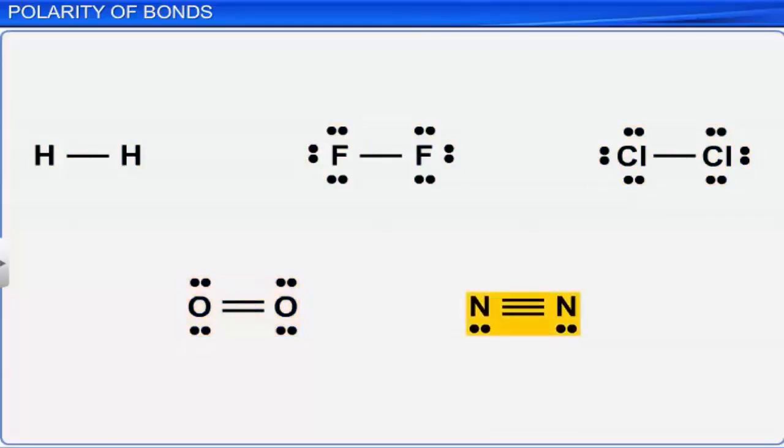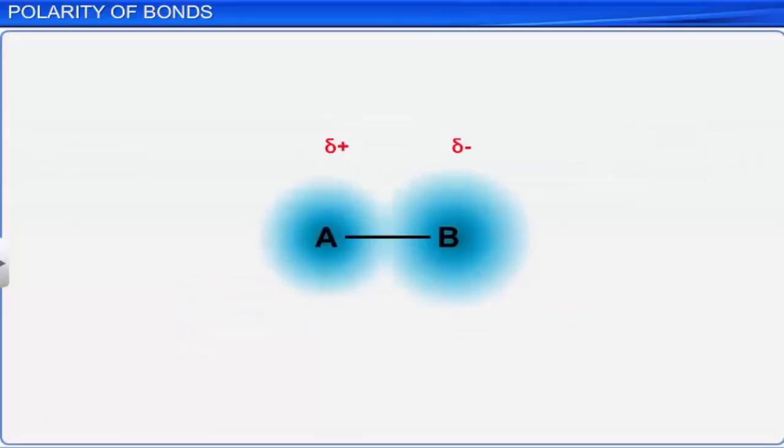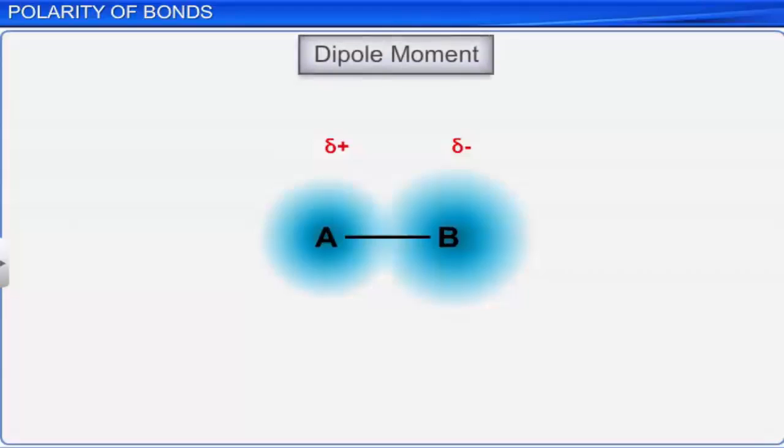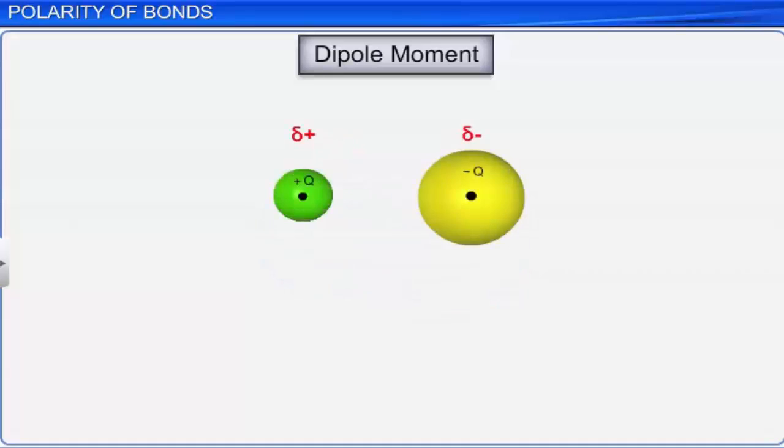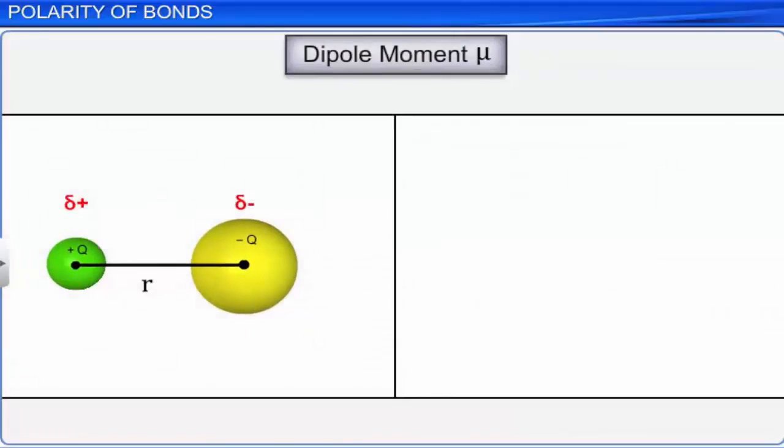Let us now move on to the concept of dipole moment. The polarity in a polar covalent molecule is expressed in terms of dipole moment. Dipole moment is defined as the product of the magnitude of the charge and the distance between the centers of the positive and the negative charge. Dipole moment is denoted by mu and is equal to the product of charge Q in coulombs and distance of separation r in meters.